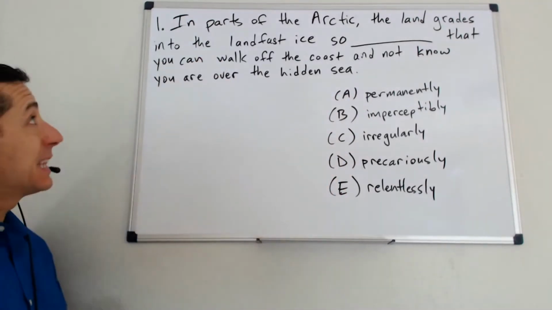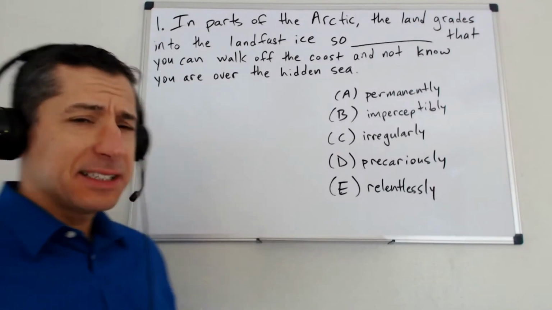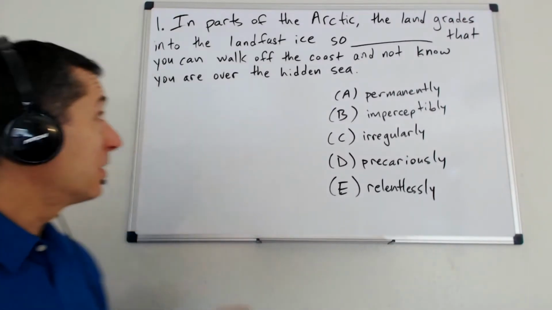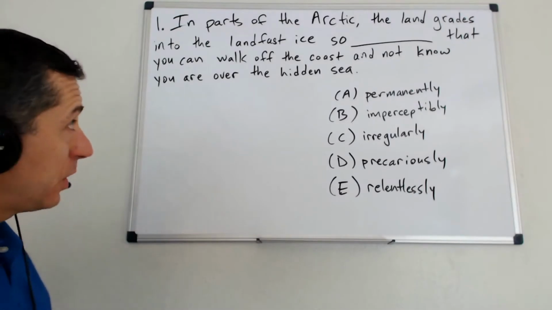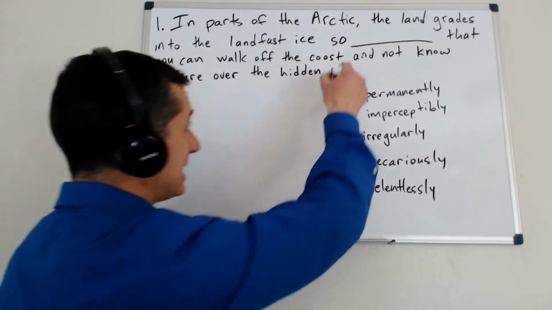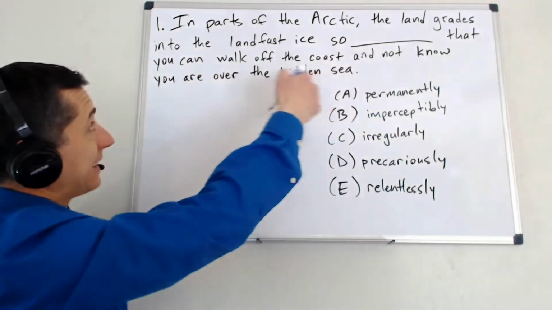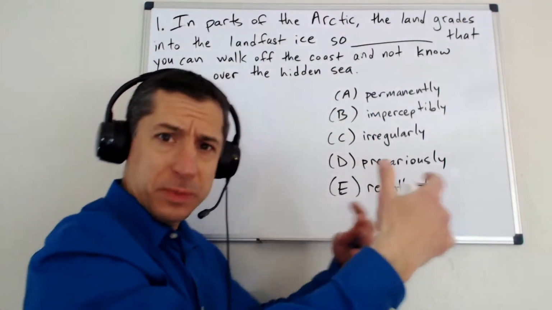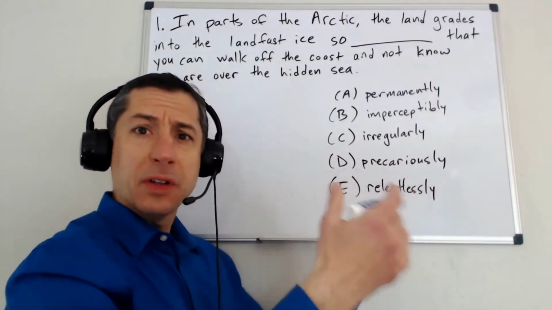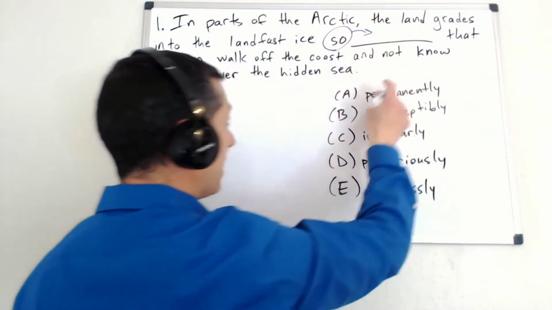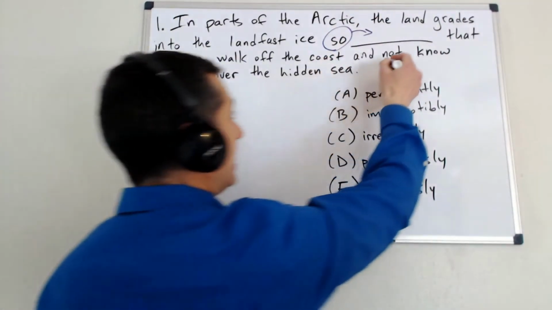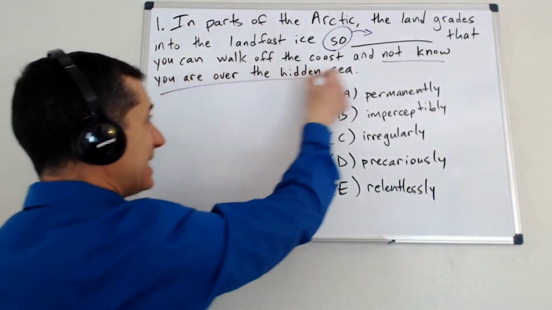Okay, in parts of the Arctic, the land grades into the land-fast ice. I don't know who talks like that, but whatever, the GRE does. Into land-fast ice so blank that you can walk off the coast and not know that you're over the hidden sea. Okay, so we know that the land grades so something. What is the quality that the land grade has? We know that it has to be so something. Well, so something that what? That you don't know that you're over the hidden sea when you walk off it.